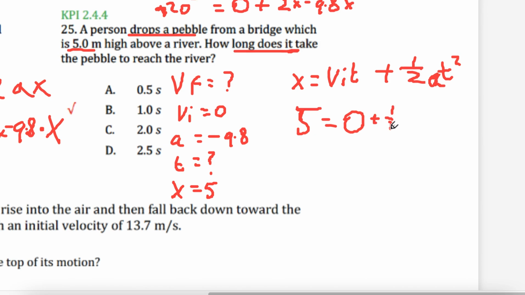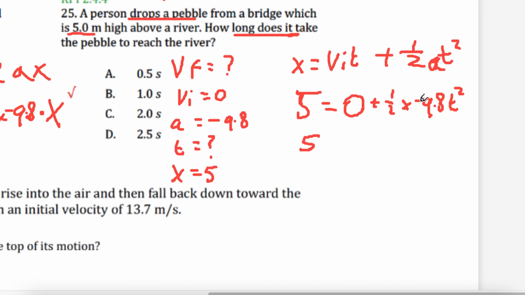Plus a half times negative 9.8 t squared. A half of negative 9.8. So these two are multiplying with the t. Shift solve, you'll get your answer. I've shown you how to do that in a previous video. Otherwise, we can rearrange. I'll go ahead with the rearrange, because if you're going to do shift solve, you can skip on ahead to the next question.